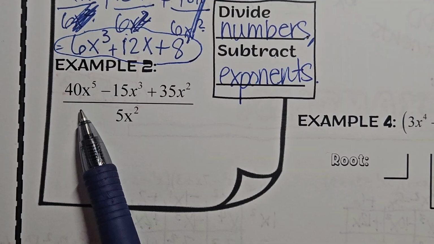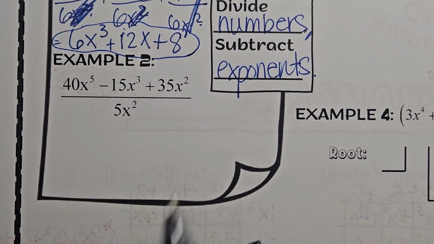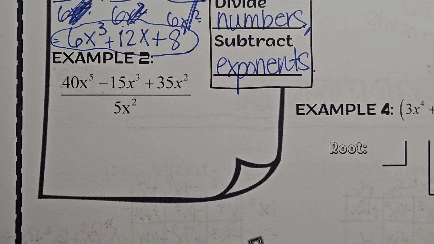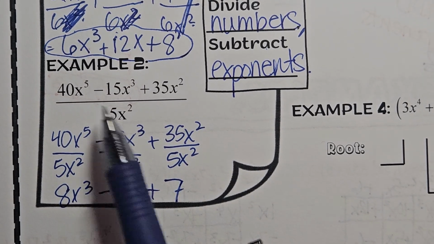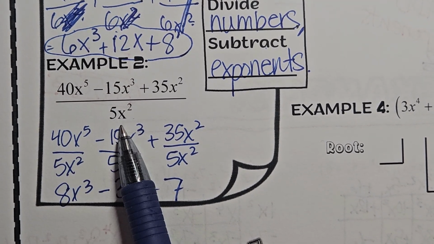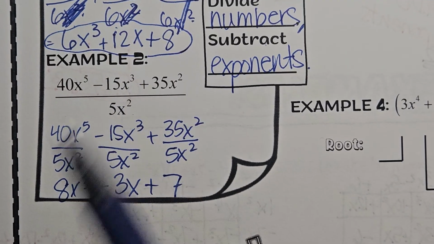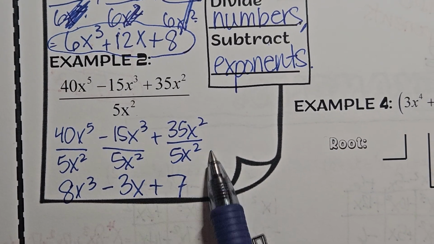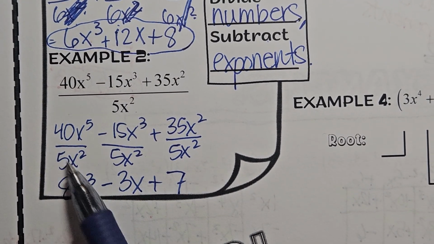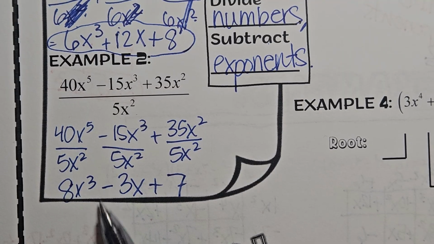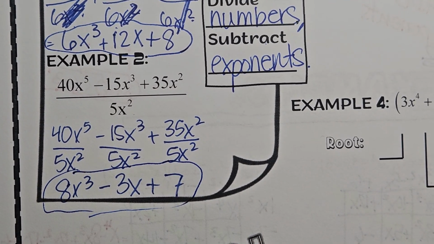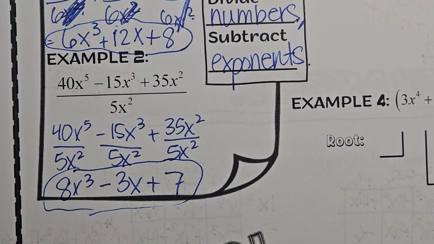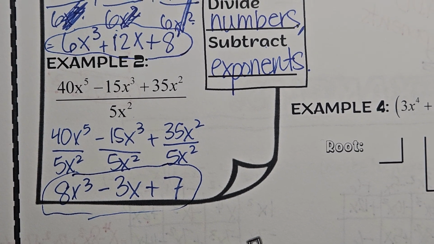So you could go ahead and pause the video to try this one on your own and see if you get the right answer. All right, so for the second example, again, we just apply our denominator to each term in the numerator, creating 3 small little division problems, 3 fractions. Divide the numbers, subtract the exponents, and we're going to get this answer right here, 8x cubed minus 3x plus 7. And that is our final answer.